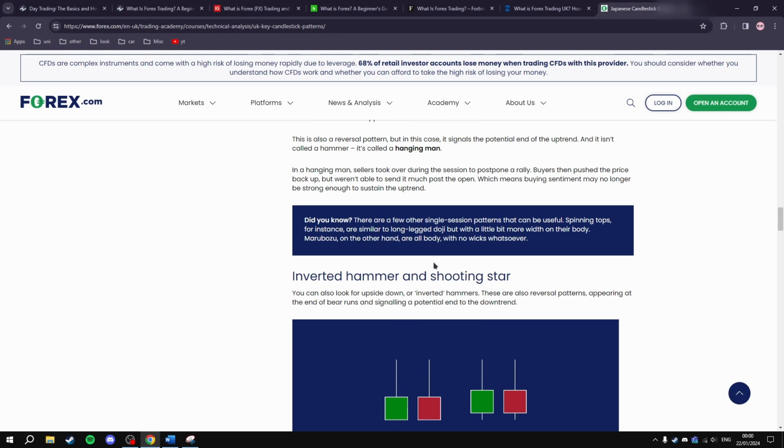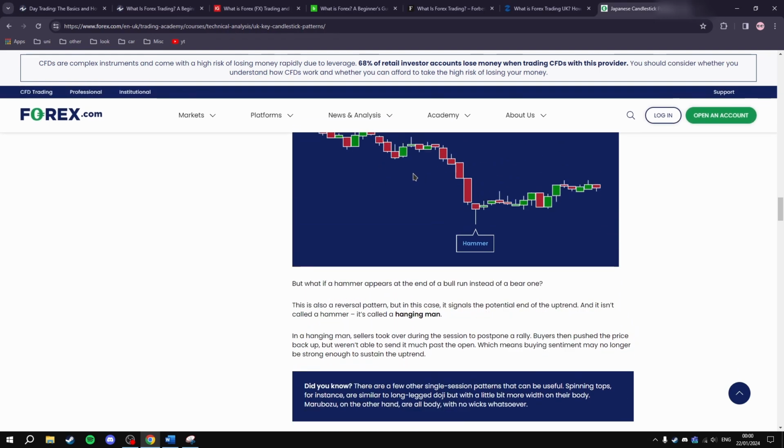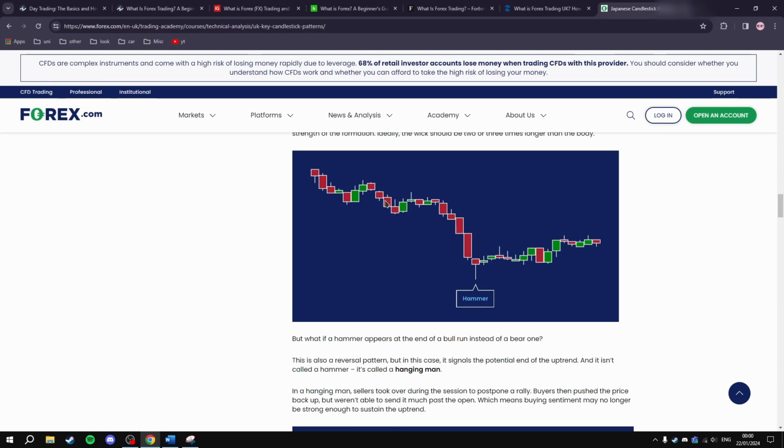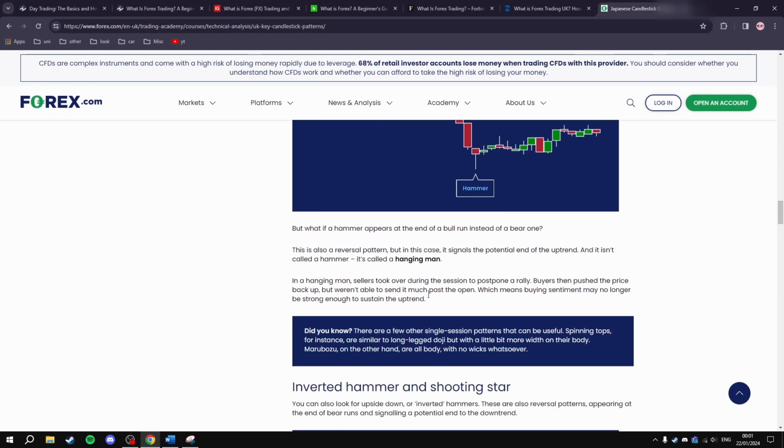Hanging man. Appears at the end of a bull run, i.e. a bull goes upwards at the end of an upward trend instead of a bear one. And yeah, it's not called a hammer, it's called a hanging man. Right, okay.